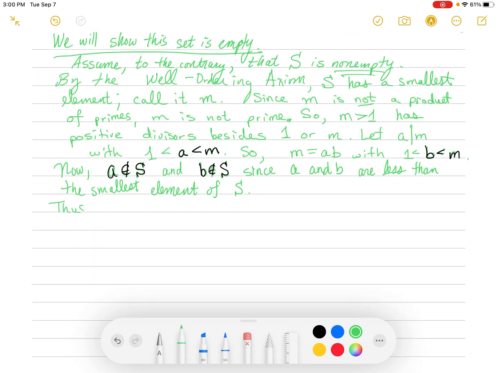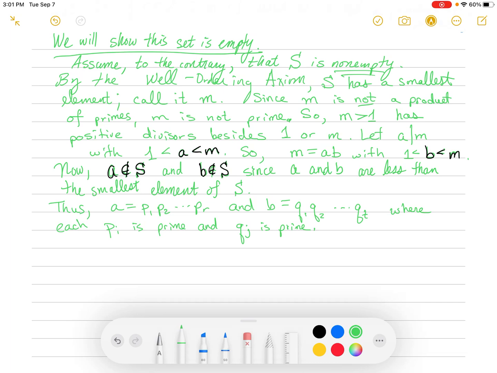So thus, A must be a product of primes. Let's say P1, P2, through PR. And B, since it's not in S, must also be a product of primes. Say Q1, Q2, through QT, where each PI is a prime, and each QJ is a prime. So the PIs are primes and the QJs are primes.